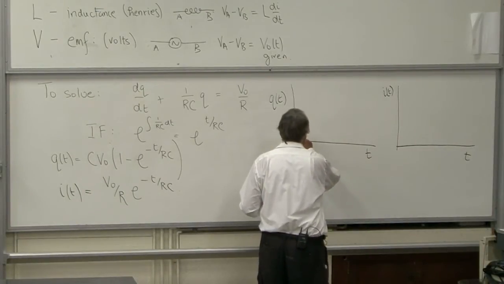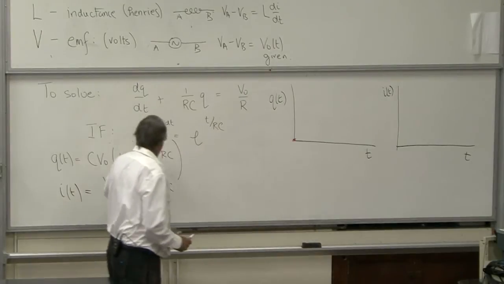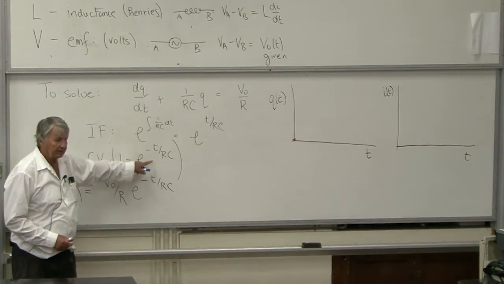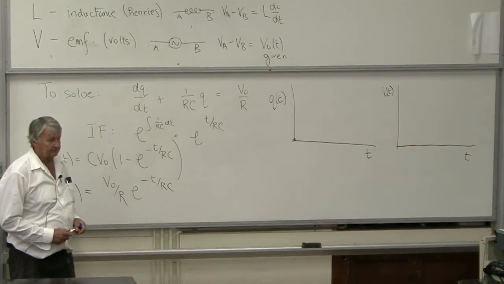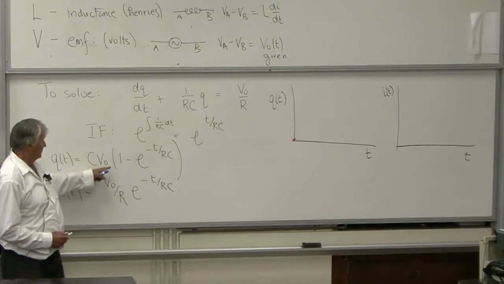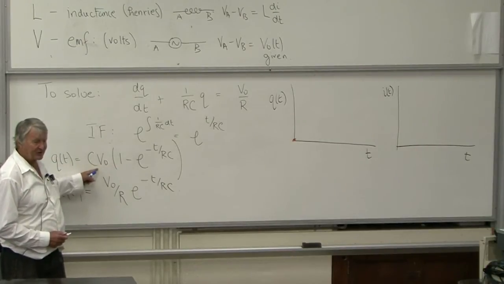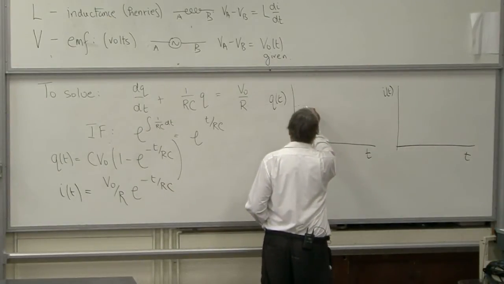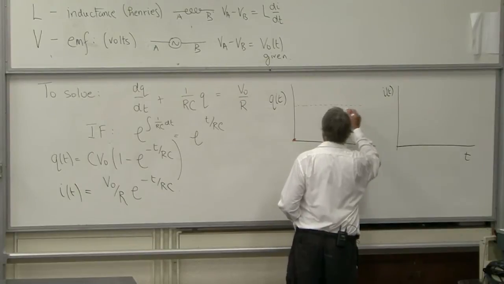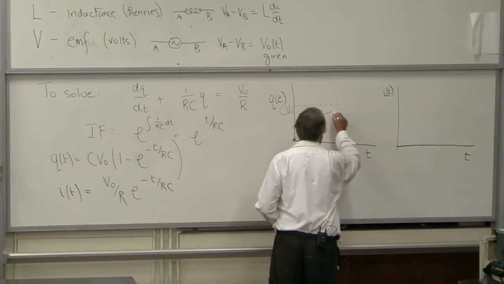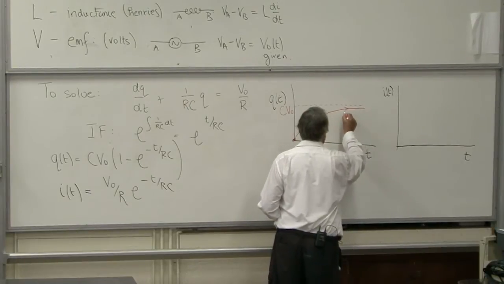Okay, starts off here. As time gets very big, what happens to this guy? It starts to decay, and the charge will end up at what? C times V sub 0. Exactly. C times V sub 0. So here's CV0. So the charge goes up like that.